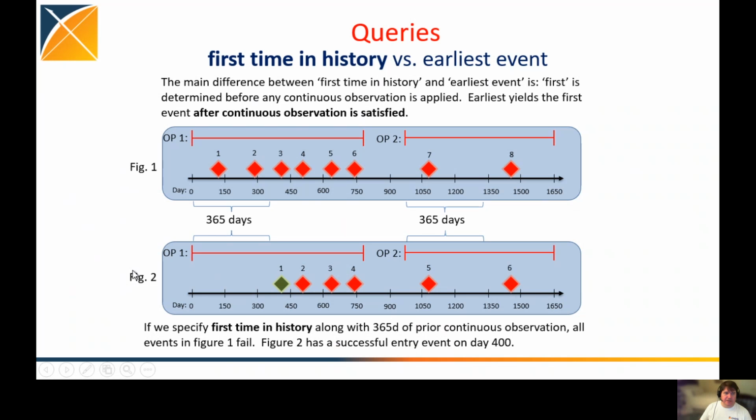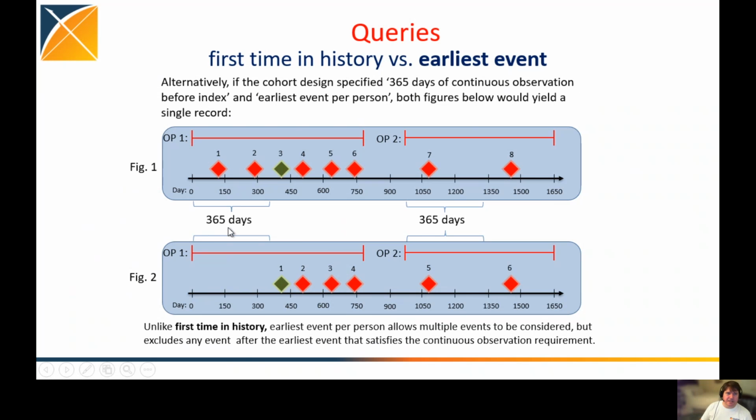So we have two figures of two patient histories in this diagram. When we specify the first time in history, along with 365 days of prior continuous observation, all the events in figure 1 fail. The reason for that is that when we use first time in history, after numbering all the events that we found, we're only going to use record number 1. In the case of the second figure, the first record is the record that occurs after the 365 days of continuous observation, and so that record will be used in cohort entry.